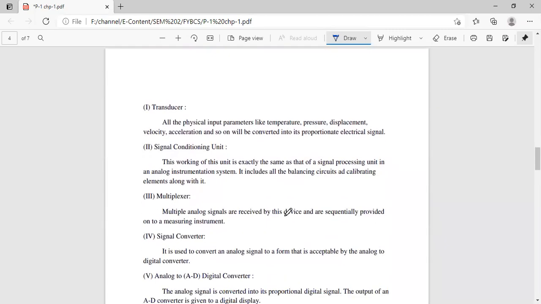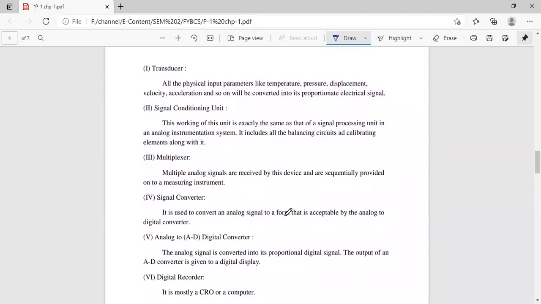All right. Now, what is the function of transducer or sensor? It will sense the parameter, any physical parameter, like temperature, pressure, displacement, velocity, acceleration, and so on, and those signals will be converted into their equivalent electrical signals. All right, so this is the basic function of your block number 1, which is transducer or sensor.